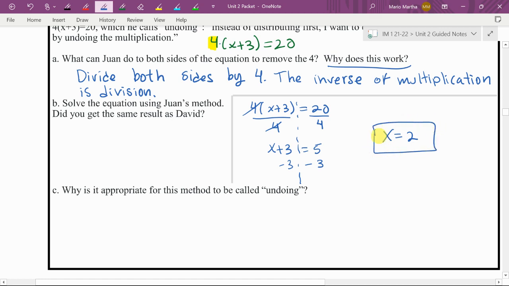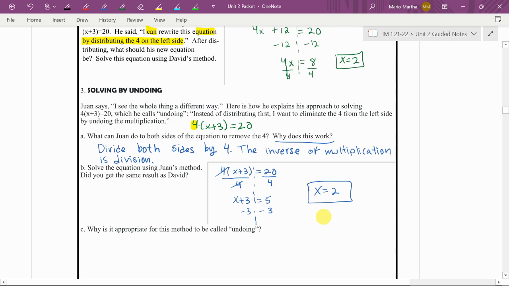And then we get the same results as David. So what do you guys see? We did. So we can say we got the same result. Yes, we got the same results as David.